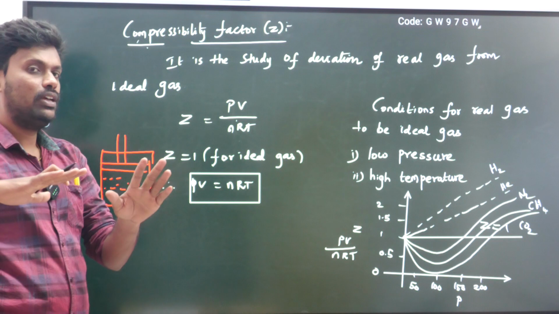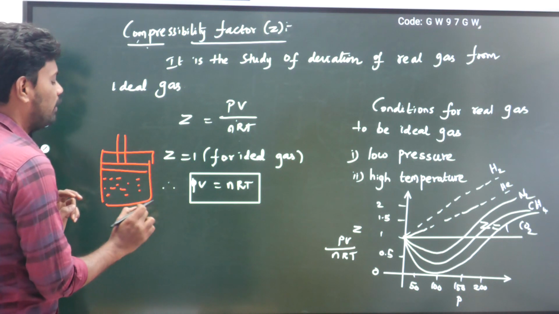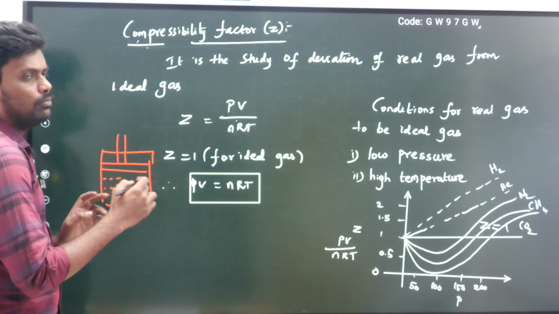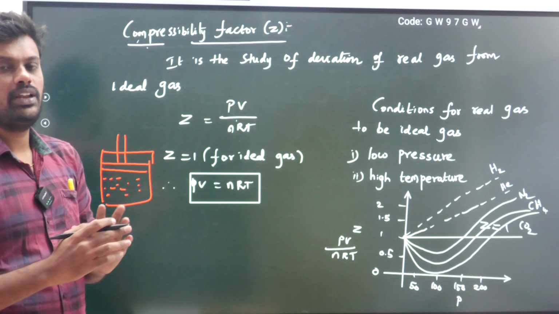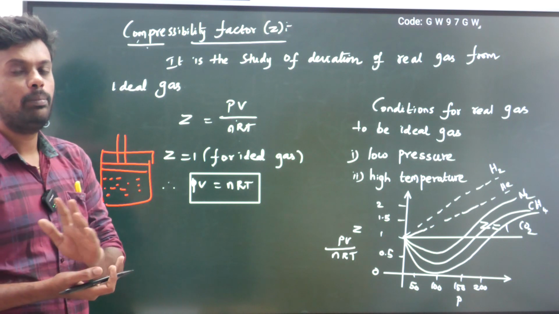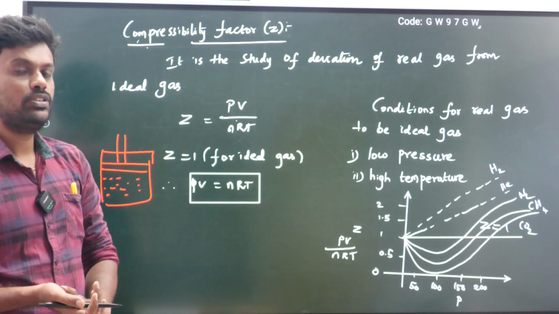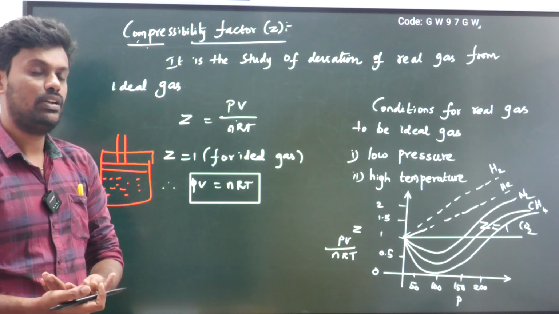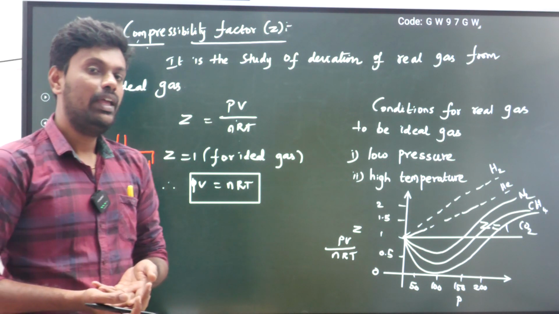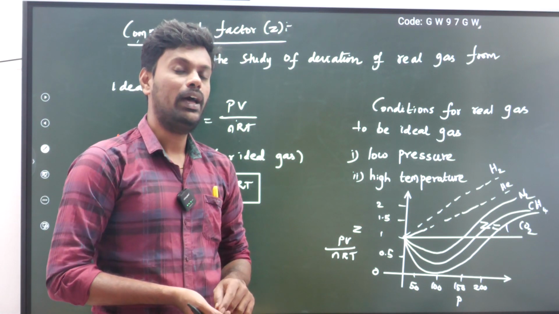If there is no pressure, or very little pressure, the molecules will be largely spaced, so the gap between two molecules will be very high. If the gap between two molecules is high, there will not be much interaction or force of attraction between them. When there is not much force of attraction between two molecules, that will be an ideal gas. So at low pressure the gas will be an ideal gas, and at high temperature.